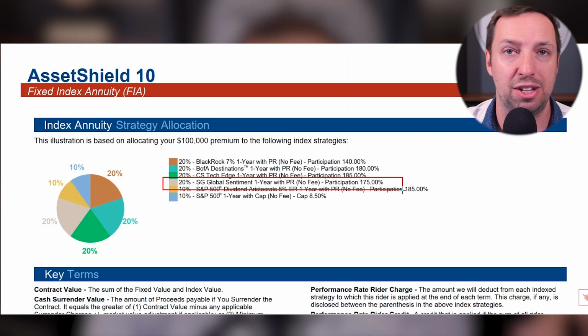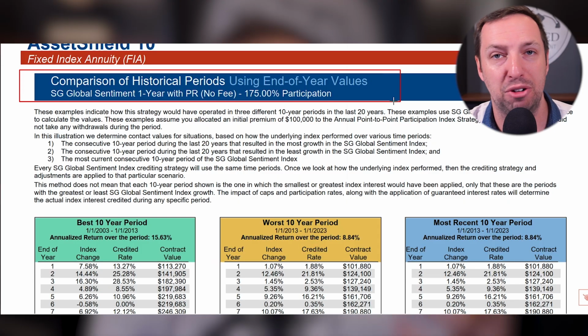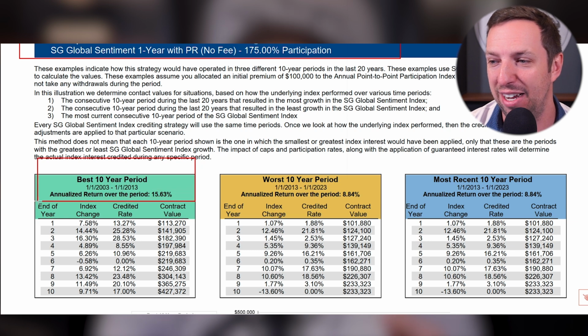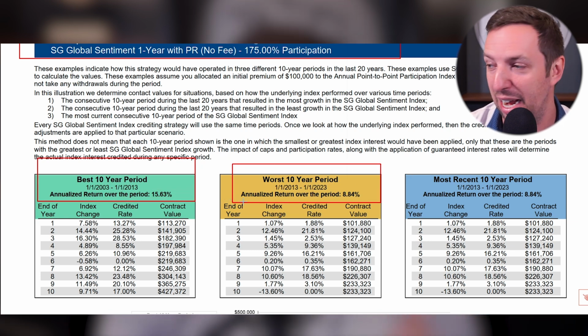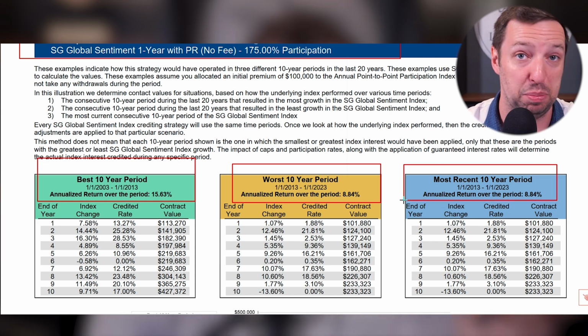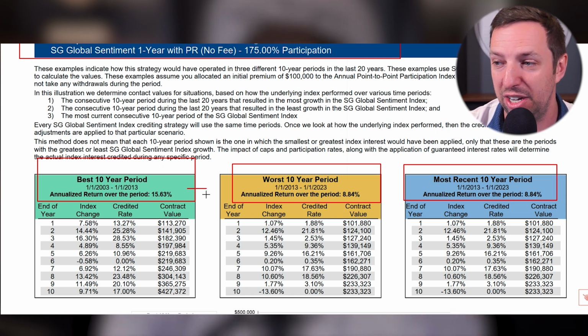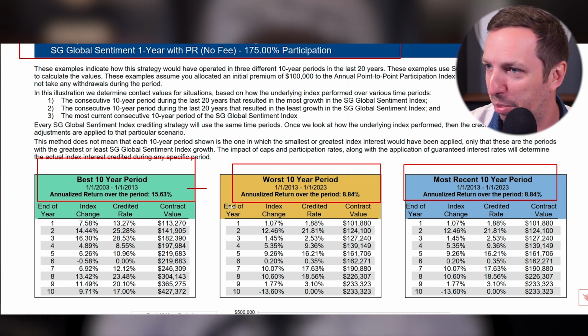Let's continue. Our next allocation is this SG Global Account. The SG Global Account in the illustration has some really impressive numbers. The best 10-year at 15.6, the worst 10-year at 8.84, the most recent at 8.84. So this is an index that's definitely bringing up the average of that 9.6 or so percent with their best 10-year at 15.63. But is it the same story? I think it probably will be.